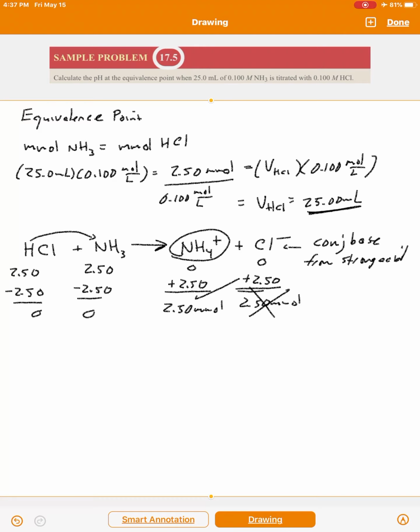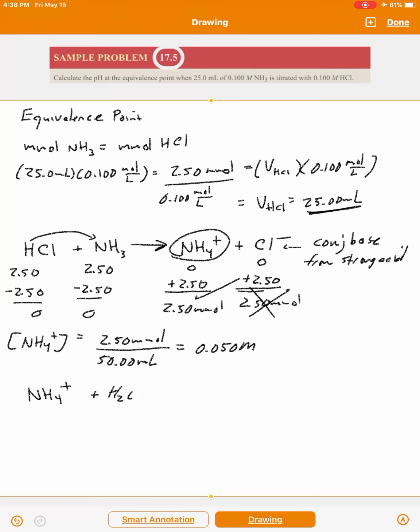So now, conjugate acid, ammonium. Let's find out its concentration. It would be the number of millimoles divided by the volume. Now notice the volume is 50 milliliters, right? 25 plus 25. So that would be 0.05 molar. So ammonium has an initial concentration of 0.05 molar. So what do we do with that? Ammonium is a weak acid because it's the conjugate acid of a weak base. So that means it reacts with water. This would be reversible to form hydronium and ammonia.